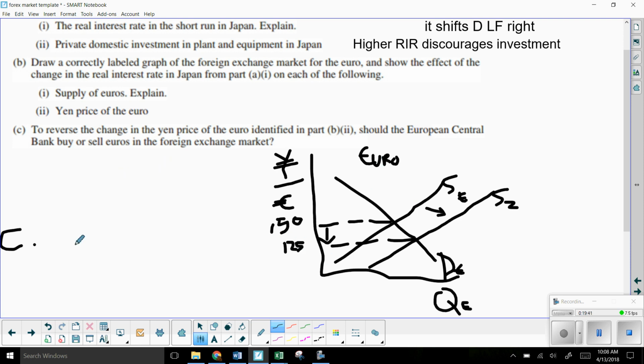So euros got cheaper. The central bank wants to make them more expensive. They want to reverse that change. How do you make something more expensive? Buy it or sell it? Well, of course, the answer is to buy it because you increase demand for the euro. And if you increase demand for the euro, then you'll increase the price of a euro. So they're going to shift this line so it comes in somewhere over here and intersects right about there. So they keep that price at 150. That's the big idea of that question.